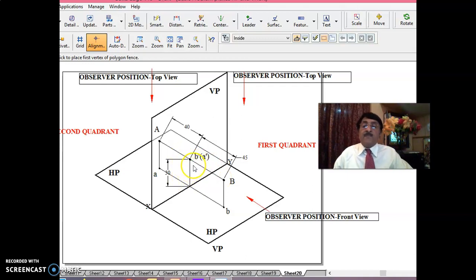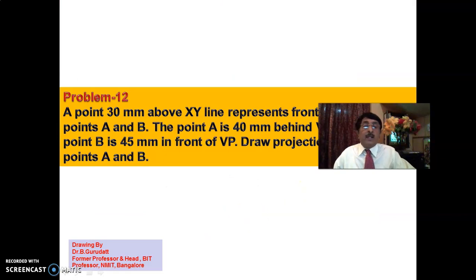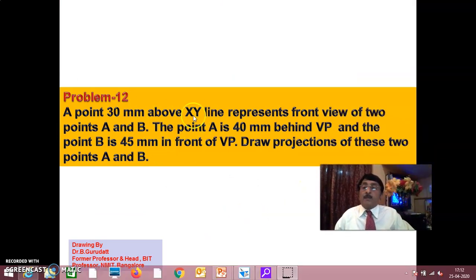The above HP distance has already been given as 30 mm. But the distance in front of VP or behind VP has to be given: for first quadrant, in front of VP; for second quadrant, behind VP. Now in this problem, the point 30 mm above XY line represents the frontier of 2 points A and B. The point A is 40 mm behind VP, which means it is in the second quadrant. And the point B is 45 mm in front of VP, which means it is in the first quadrant. Draw projections of these 2 points A and B.